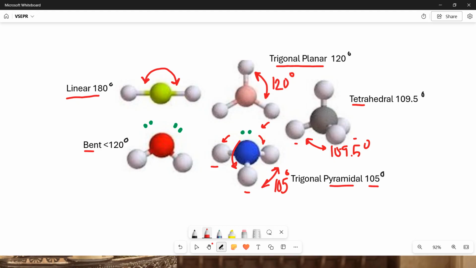And finally, our last one is bent. Bent is going to have 2 unshared pairs of electrons. We don't see that when we build this, but it is really bent in shape. And so the angle here is a little less than 120 degrees.